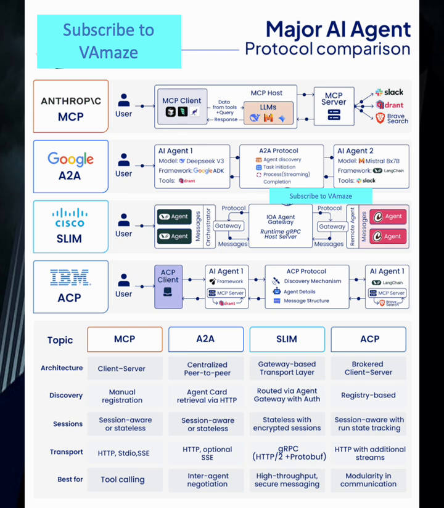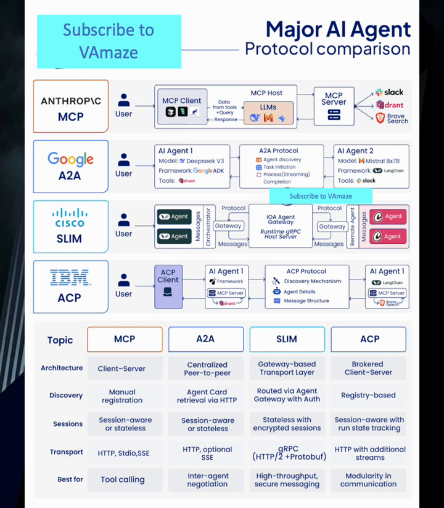Step 1. User interaction. User initiates interaction through the MCP client interface. The client can be any application, chatbot, or AI system that needs external capabilities. Step 2. MCP client processing. MCP client receives user requests and processes them. The client determines which external tools or resources are needed, handles authentication and connection management.